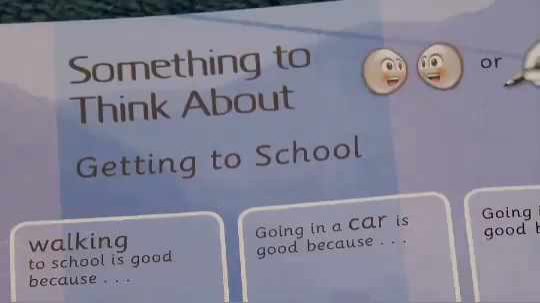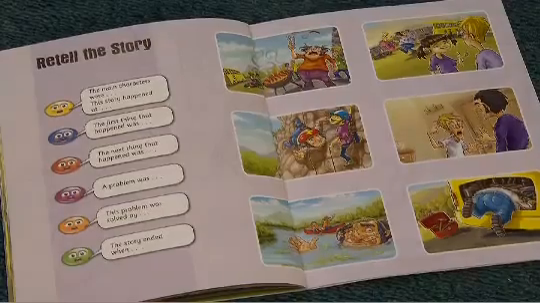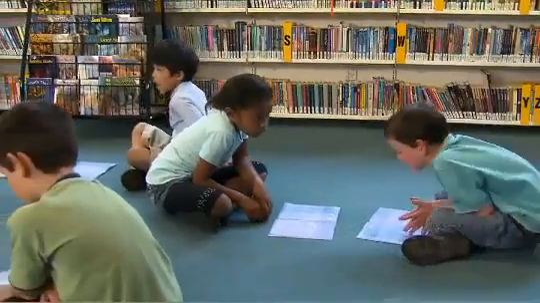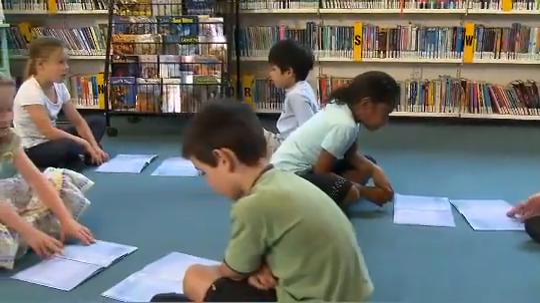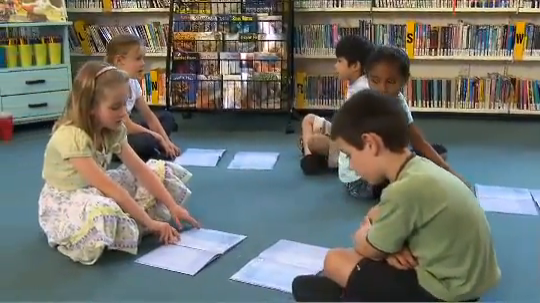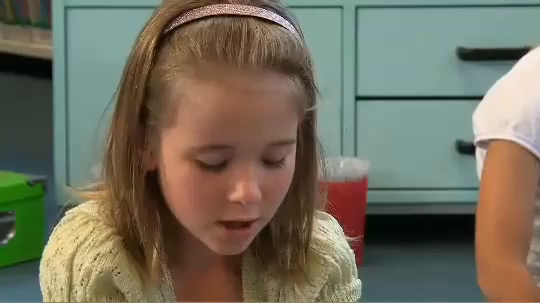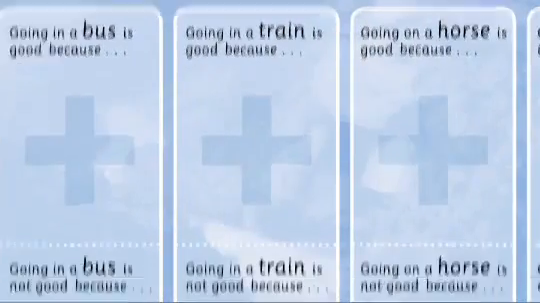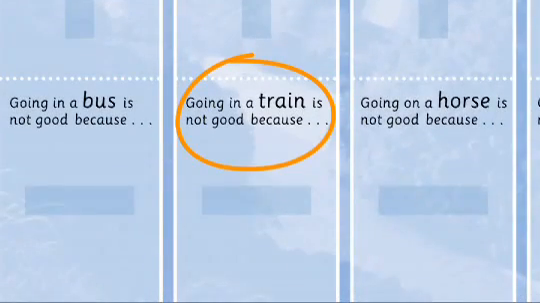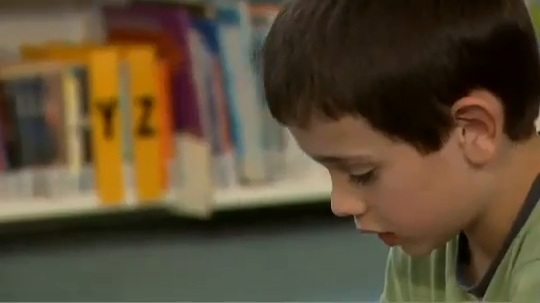All books have a something to think about page or retell the story page. Walking to school is good because you get lots of exercise. Going in a train is good because you get to look outside where you're going and you get to chat with your friends. Going in a train is not good because it's noisy every time.